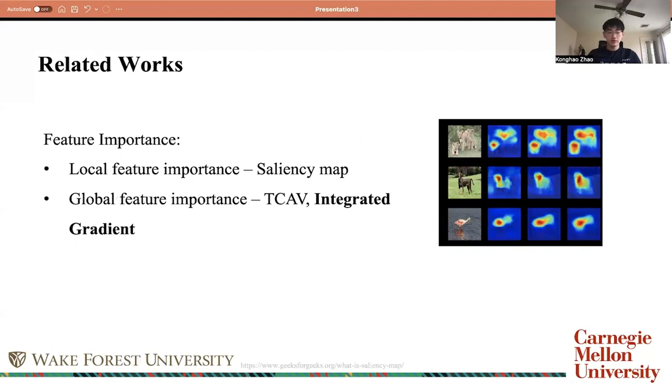Our work involves three methods to improve the interpretability of neural networks. The first method is to calculate the feature importance. The most well-known method is the saliency map, but it only calculates the local feature importance, which is not always reliable. So we decided to calculate the global feature importance in our study. For example, the test time activation vector requires additional supervised classifiers to prepare for the concepts. So we decided to use the integrated gradient.